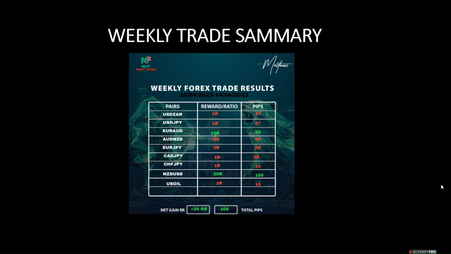All right. The next trade, AUD NZD, was a loss. Euro JPY was a loss. CAD JPY was a loss. Swiss JPY was a loss. And then we took an NZD USD trade, which gave us 20R. And then the next trade was a loss, which was a USO.